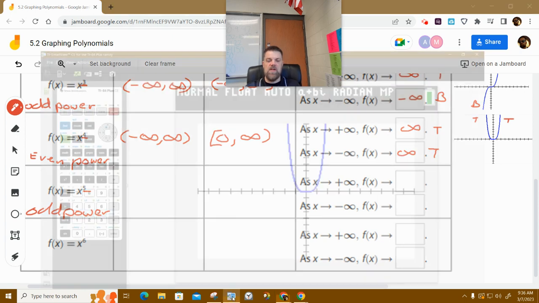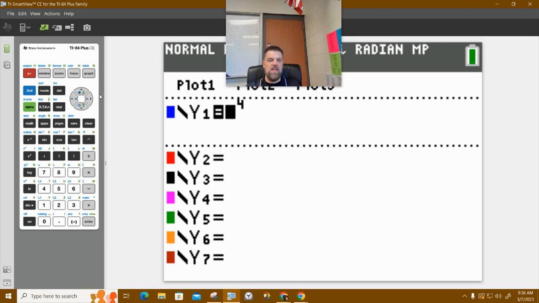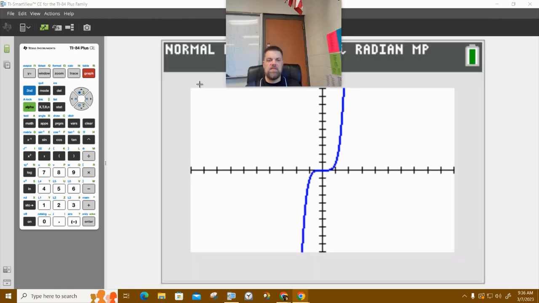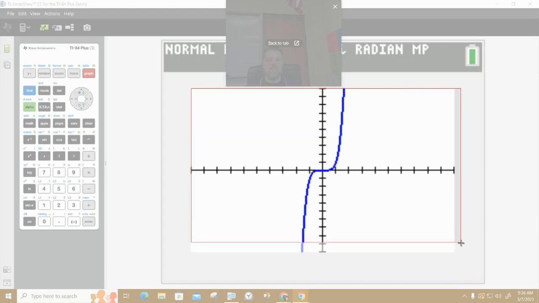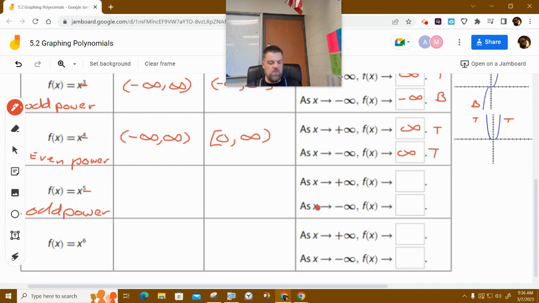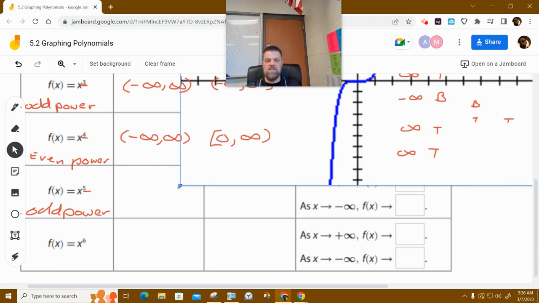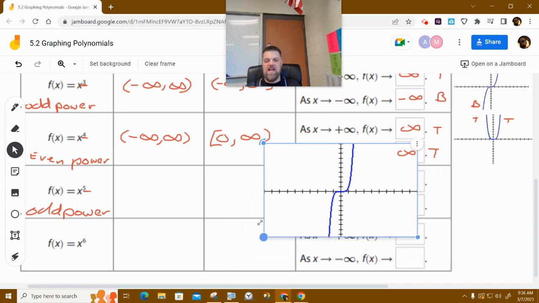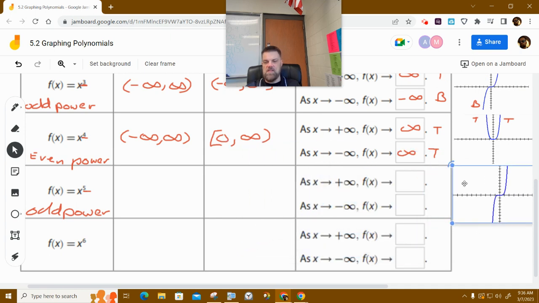All right, you guys ready to graph the next one? Let's jump into our graphing calculator. Go to y equals, use the right cursor twice, replace that 4 with a 5, hit graph. Okay. Hey, guess what it looks like? Yeah, the other odd powers. Now, the one that throws you off in this scenario is x to the 1st power, because it's a straight line.